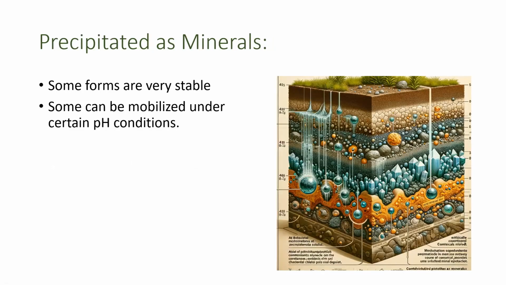Some forms of contaminants in soil can be very stable, especially if they have precipitated as minerals. They've undergone a chemical reaction. So, for example, mercury can be precipitated as the mineral HgS, which is cinnabar, which is a very stable mineral. It has very low bioavailability and will stay in that form under many different conditions of soil chemistry.